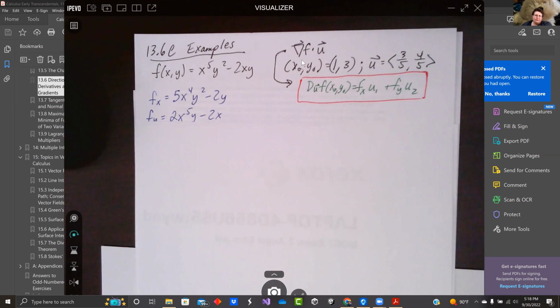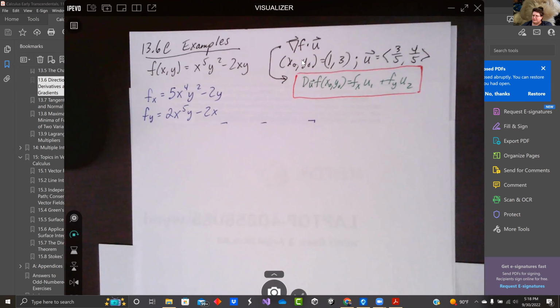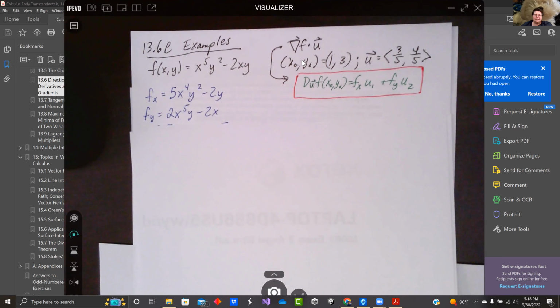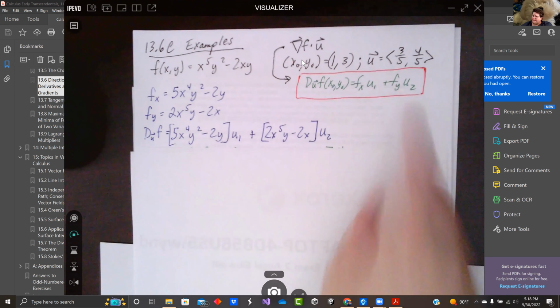So I did that here. We've got 5x to the 4th y squared minus 2y for the partial with respect to x. The partial with respect to y is 2x to the 5th y minus 2x. Let's plug that into our directional derivative formula. So I'm just plugging stuff in there.